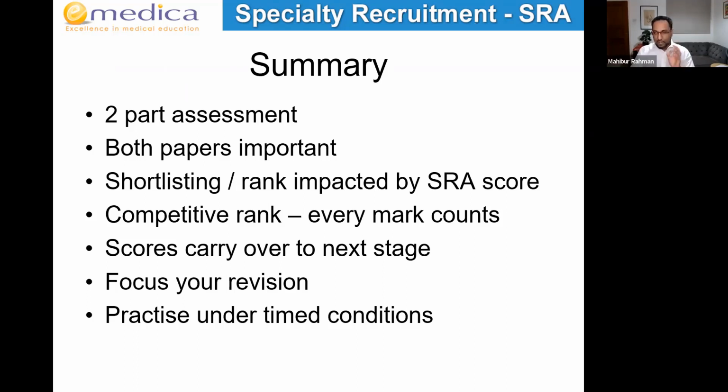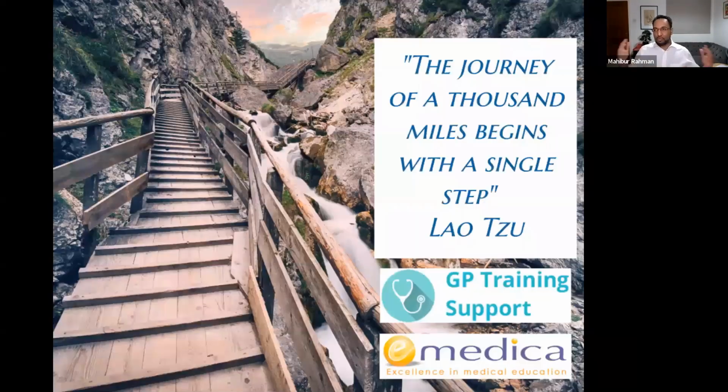Now, finally, I want to leave you with this from Lao Tzu. The journey of 1,000 miles begins with a single step. And a lot of people, when they're applying for specialty training, it can seem like there's so many things. You've got to submit the application. That's really long, isn't it, on Oriel? You've got to prepare for both papers, and there's a huge curriculum for the clinical. There's so much ethical guidance to go through in the SJT. And then, you've got to prepare for the next stage. If you think about all of that, it can be a bit overwhelming.